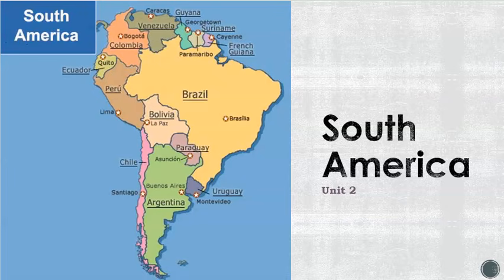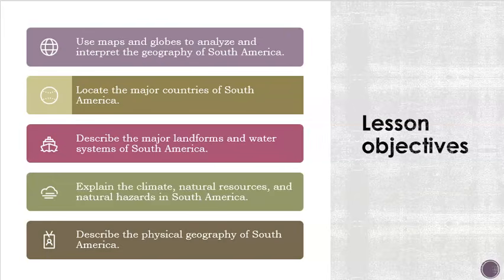I'm going to call this the first video for South America. We're going to save the particular countries for our second video, and this video is going to give you the overarching themes of the landforms, natural resources, and water systems of South America. Our objectives for this portion are to describe the major landforms and water systems of South America. We'll discuss the climate, natural resources, and natural hazards, and also the physical geography of South America.